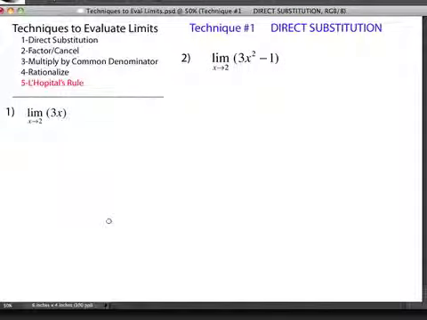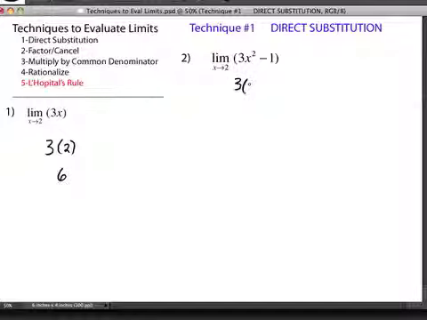The first technique to evaluate limits is going to be direct substitution. It's probably the most direct. You always check for it first. So in this case, we can plug 2 directly in. So 3 times 2, the result of this problem is 6. If you can put it directly in, just do so.